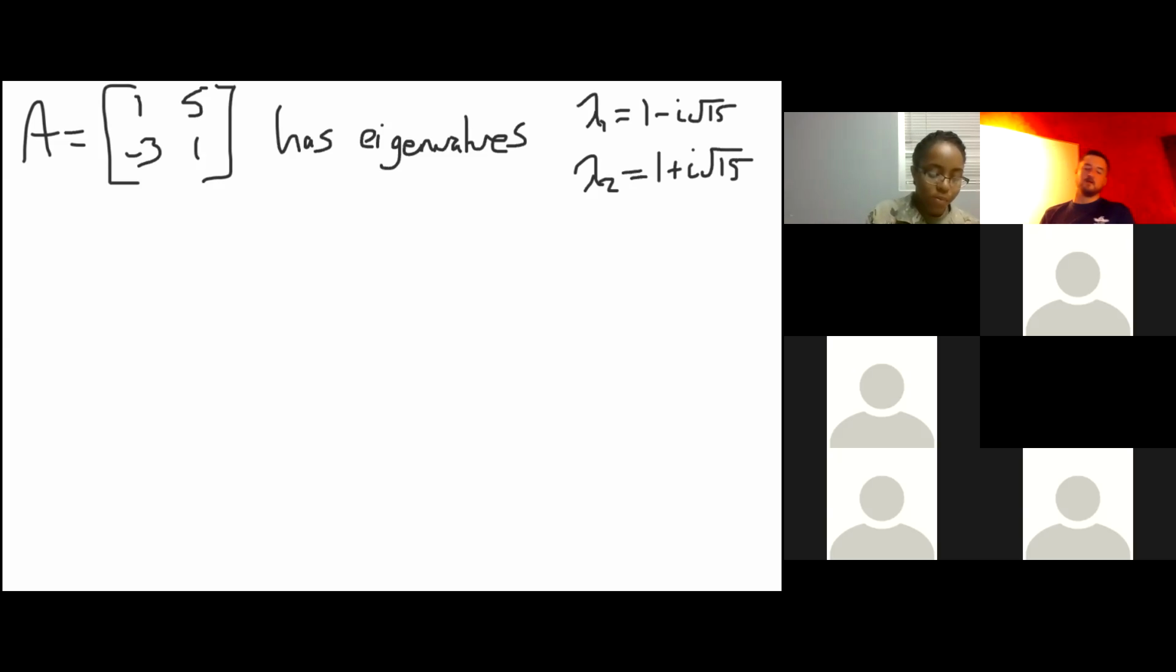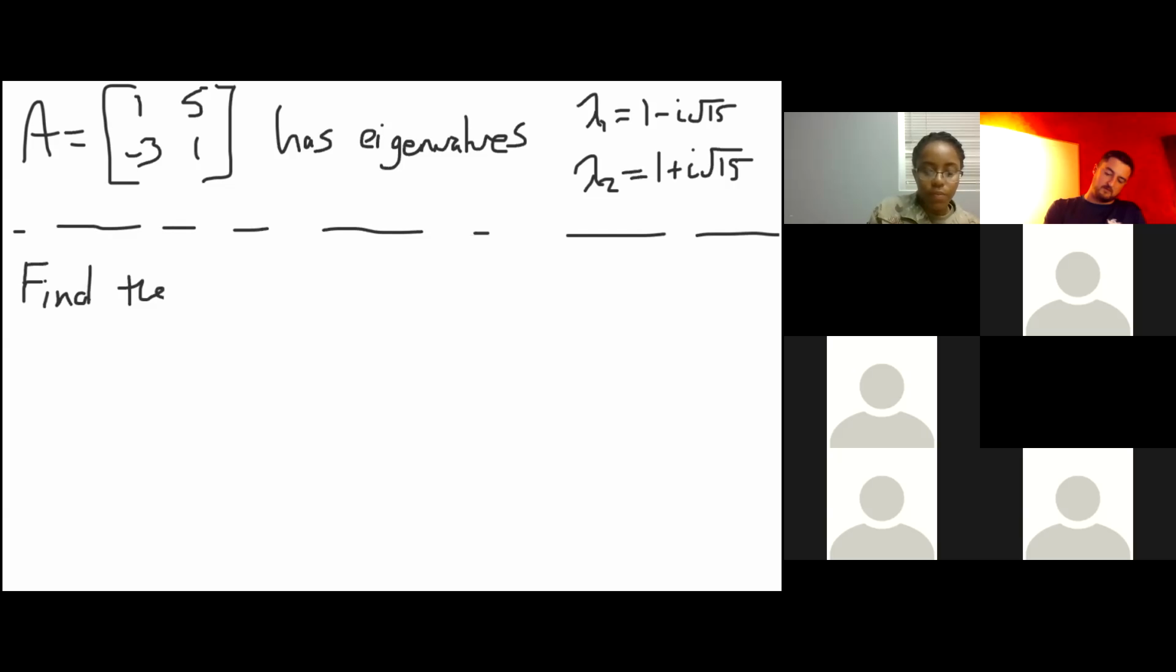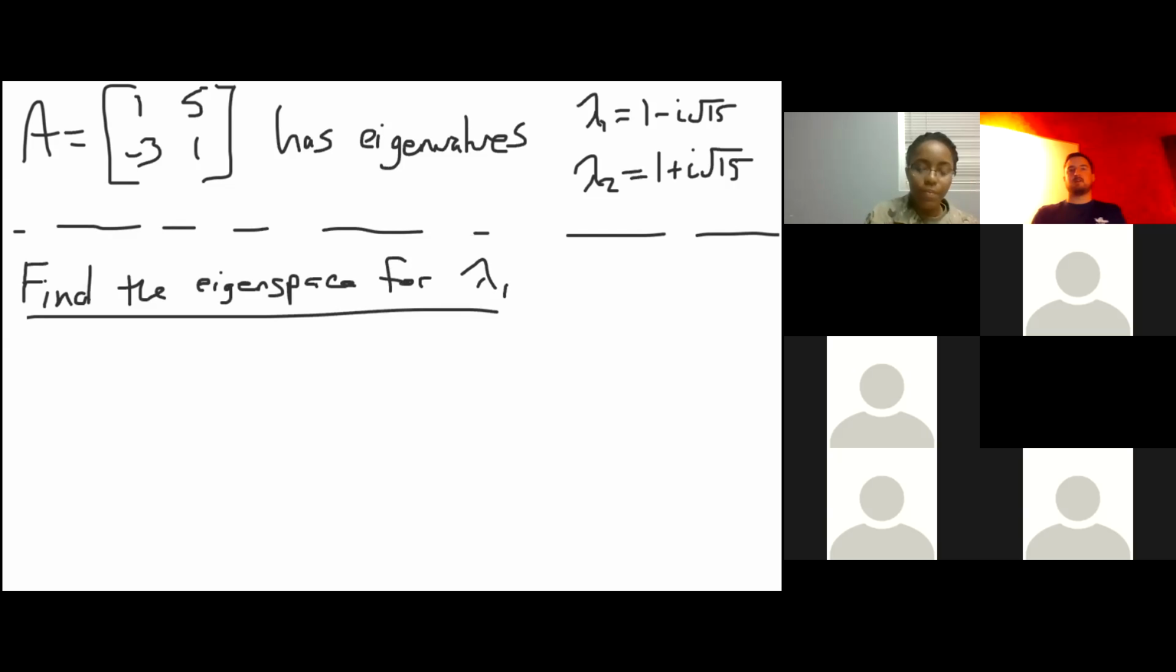All right. So now that we have that, the next thing I want y'all to do is find the eigenspace for lambda 1. Find the eigenspace for lambda 1. And even though that eigenvalue is now a complex number, the process does not change one bit.